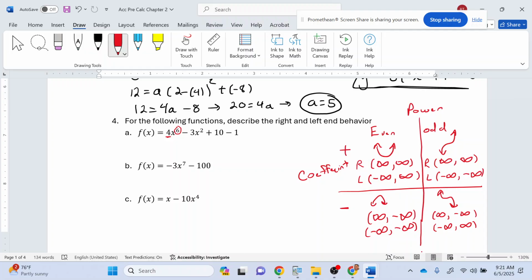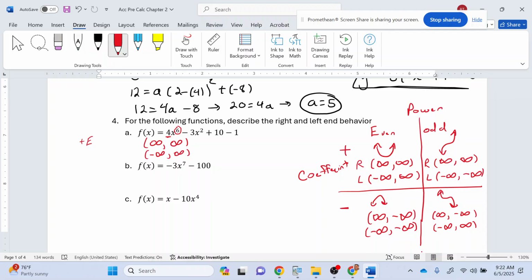That's just your key to telling what to do. So in this case, it's positive 4 to the power 6, so it's even and positive. It should match whatever even and positive is. As I go to the right, it's positive. As I go to the left, it's also positive.